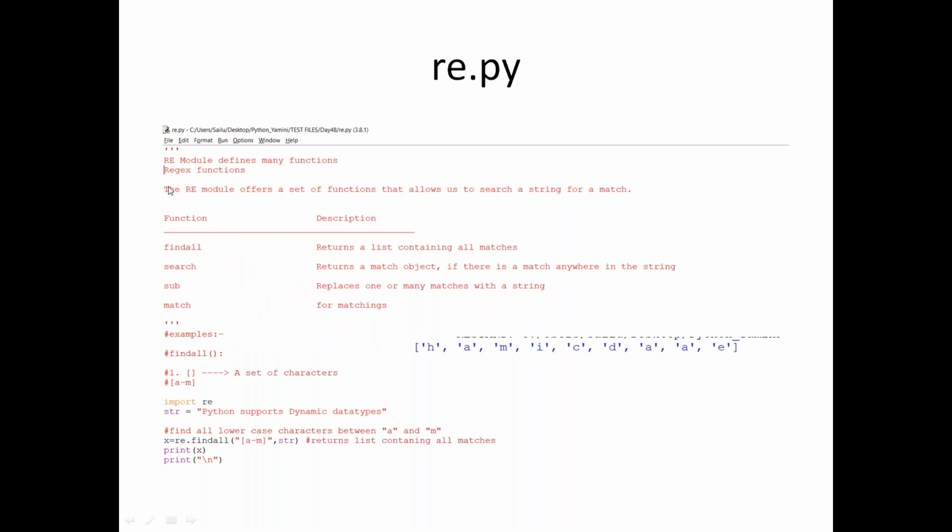Couple of examples. The regular expressions module defines many functions. Regular expression functions are findall, search, sub, match, all the different functions which you can use in your day-to-day operations. Findall returns a list containing all matches. So whatever possible matches you have, everything will be returned as an outcome, as a list. Search returns a match object if there is a match anywhere in the string.